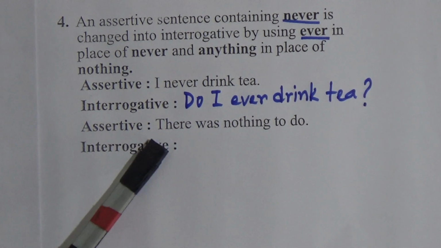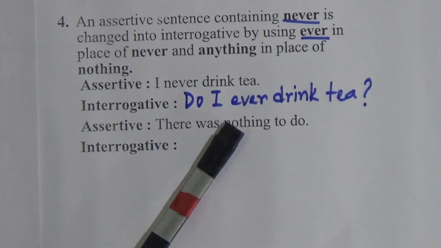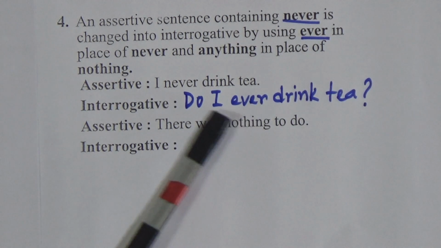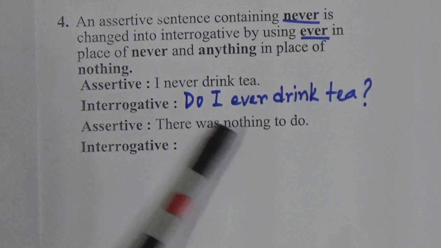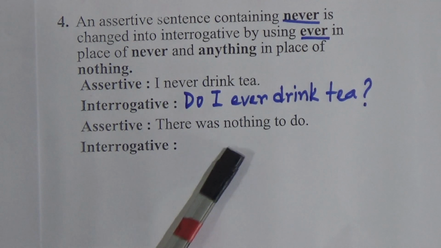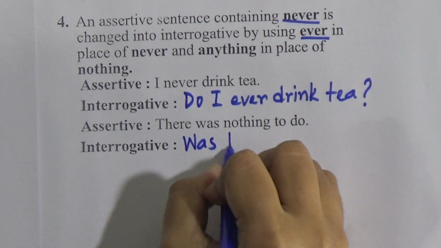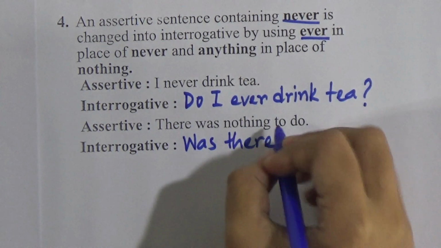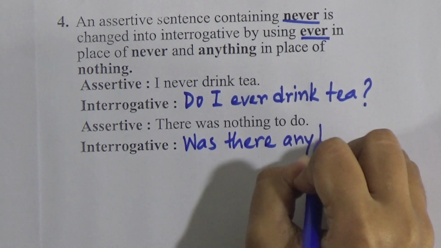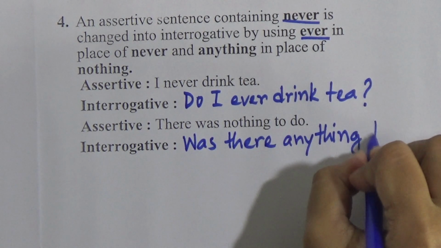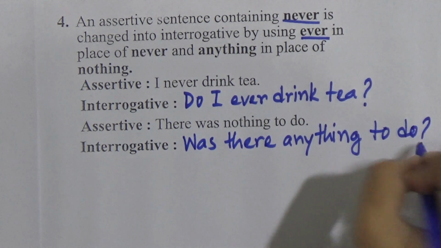Now next sentence, there was nothing to do. There was nothing to do. Now look, there was nothing to do, and there is the auxiliary verb. So we will start our sentence with auxiliary verb was, and anything will take the place of nothing. Now look, was there, at first we will write was, then there will be there, was there, and now we will write here anything instead of nothing in our interrogative sentence. Was there anything? Now the rest part of the sentence, to do. Was there anything to do?